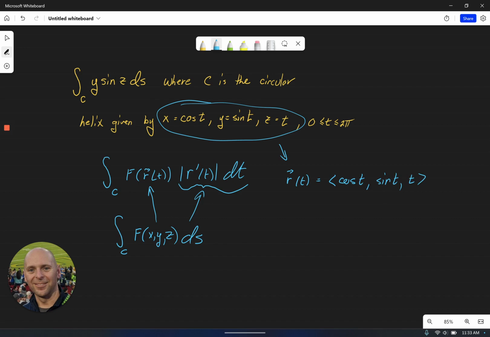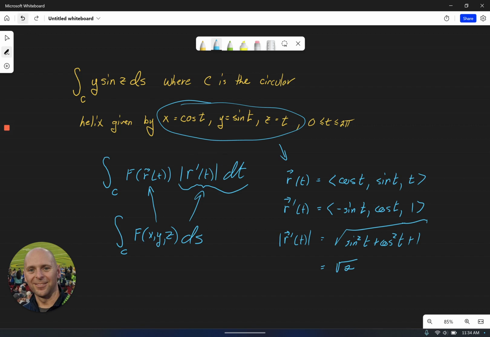So now we can go ahead and take its derivative, so we can start working on that ds. So we'll find r prime, which is minus sine t, cosine t, and 1. And we need the magnitude then of that. So the magnitude of r prime of t is going to be equal to the square root of sine squared t plus cosine squared t plus 1 squared, which is 1. Of course, we know that sine squared plus cosine squared is equal to 1, so this just turns into the square root of 2.